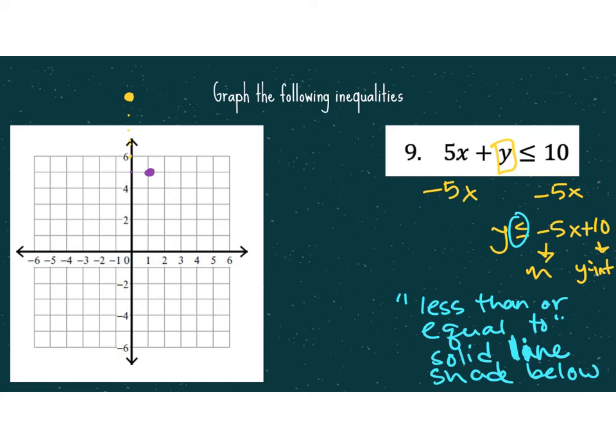So I came down 5 places to where the 5 is and over 1. Now I'm going to come down 5 more places to the 0 and over 1. Go down 5 more places to the -5 and over 1. This is a really steep line. It's a solid line, so I'm going to fill it in with a solid line here.